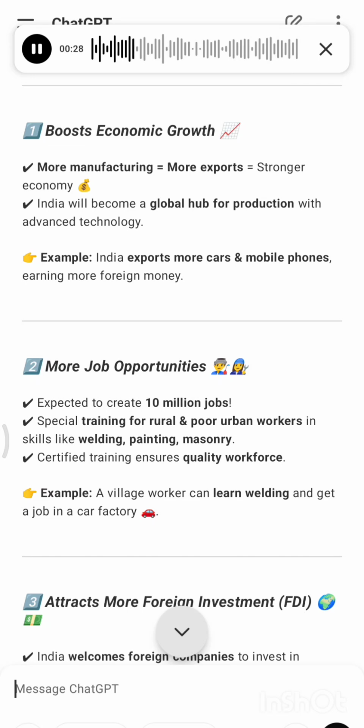2. More job opportunities. Expected to create 10 million jobs. Special training for rural and poor urban workers in skills like welding, painting, masonry. Certified training ensures quality workforce. Example, a village worker can learn welding and get a job in a car factory.